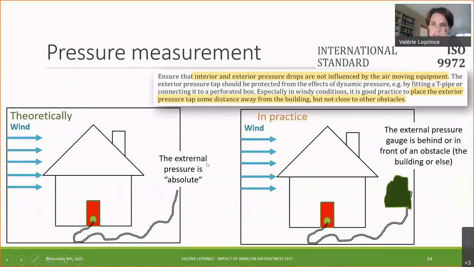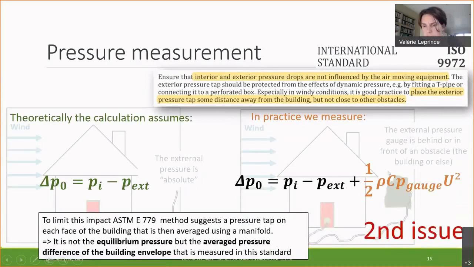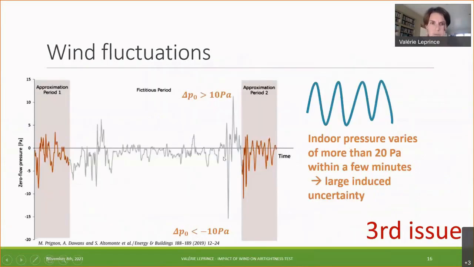The second reason, that is often forgotten, is about the external pressure gauge. What the ISO 9972 says is that it's better to place the exterior pressure tap some distance away from the building, but not too close to other obstacles. The reason for that is if you place it behind a bush or something, in fact, you add an additional component in the delta P measured, which really depends on the wind speed. So this is the second issue.